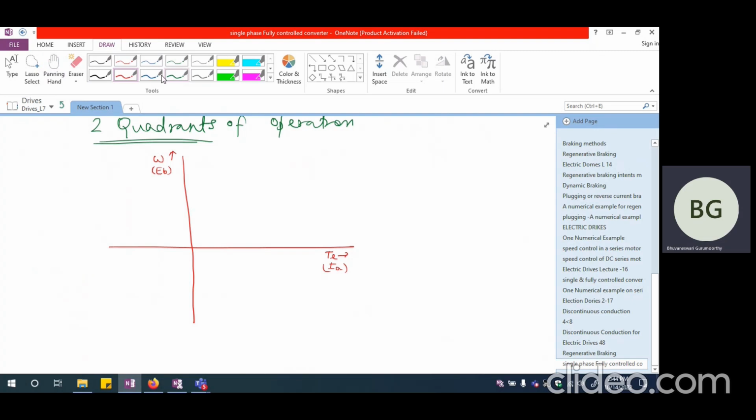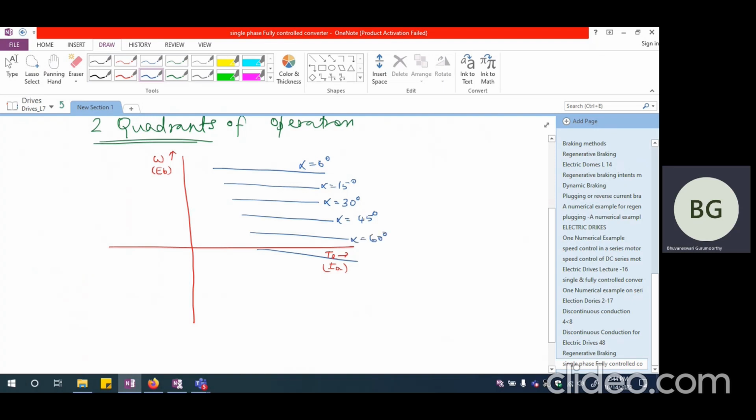Okay, so this is the way it is going to be. And what we drew earlier was at alpha equal to 0, probably we are going to have it like this. Alpha equal to 15, 30, 45, 60, and so on. So this is going to be alpha equal to 0. This is going to be alpha equal to 15, alpha equal to 30, maybe alpha equal to 45, alpha equal to 60, and so on. So we are showing different speed torque characteristics, but all of them correspond only to continuous conduction.